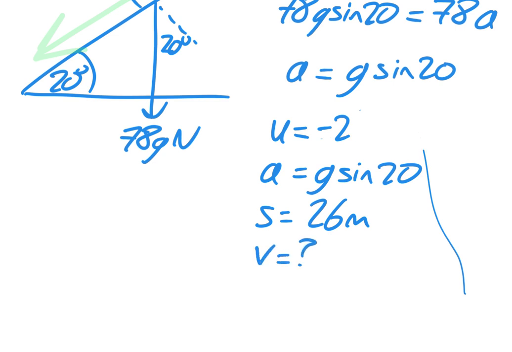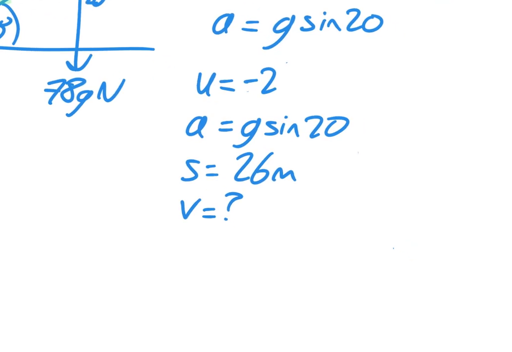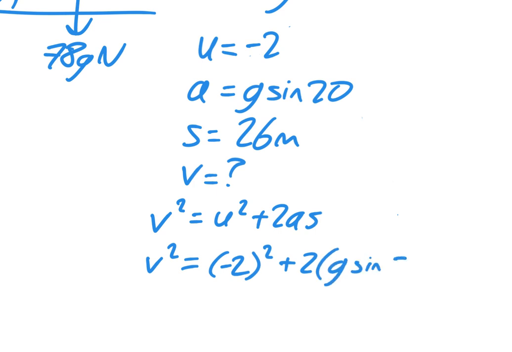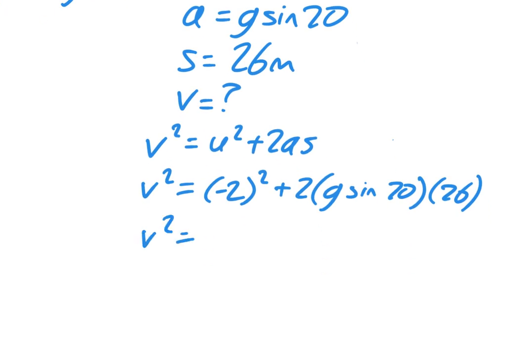Okay, so let's get on with that then. It's just a SUVAT question, as quite often they're built into it. So you've got your v squared equals u squared plus 2as, and then that means your v squared is equal to minus 2 squared plus 2 times my a, which is g sine 20, times my s, which is 26. So let's just work that out and find a value for my g. So that's 2 times 9.8 times sine of 20, and then times 26.